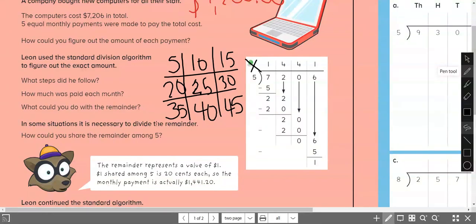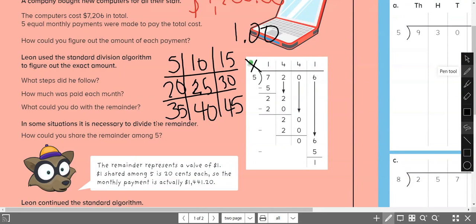So it says a company bought new computers for all their staff. The computers cost $7,206 in total. So we know that they bought a bunch of computers for their company, or for their staff, and we know that the total amount they spent on these computers was $7,206.